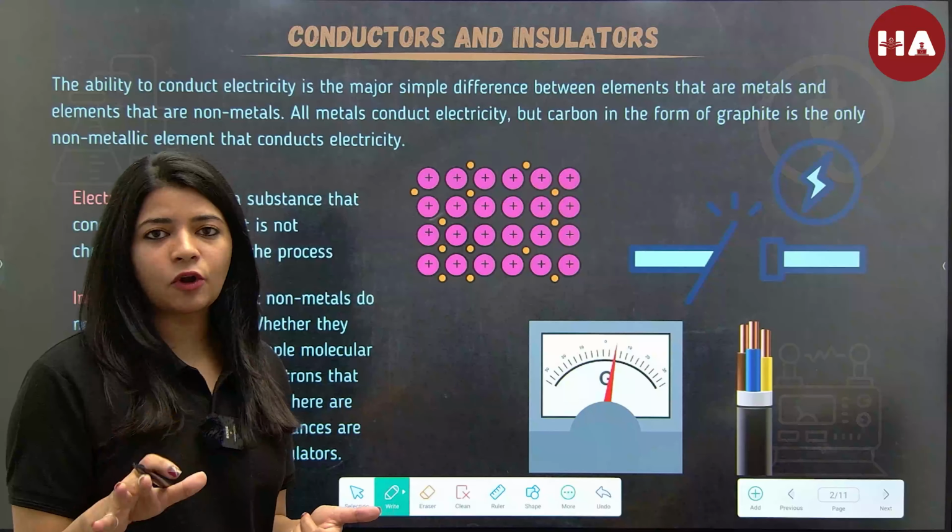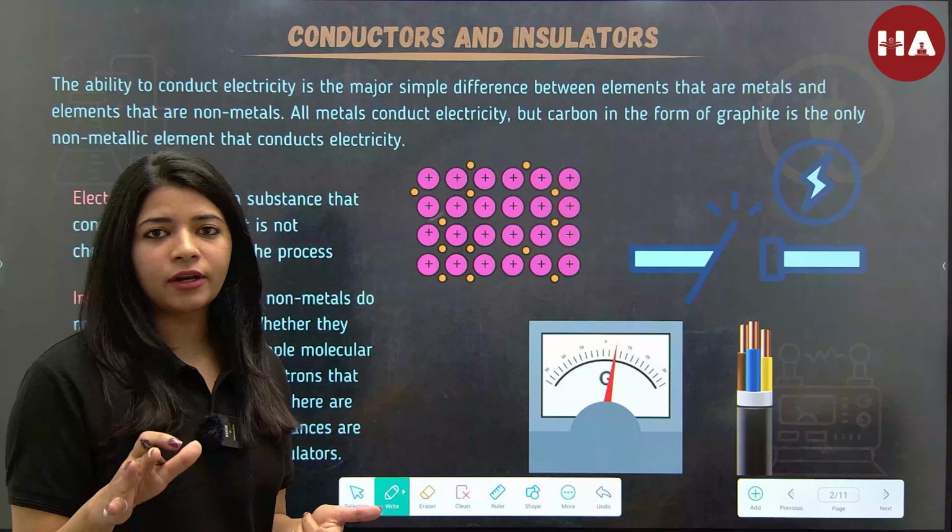But non-metals cannot conduct electricity. There is one exception; the rest all cannot conduct electricity. So let's read quickly. The ability to conduct electricity is the major simple difference between metal and non-metal. All the metals can conduct electricity, but non-metals cannot, but there was one exception, as I told you. That exception is graphite. Graphite is an allotrope of carbon. You can mark this and put a star over it that this is an exception. It is the only non-metal that can conduct electricity.